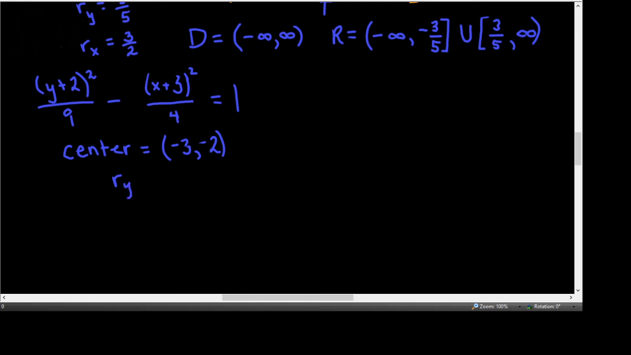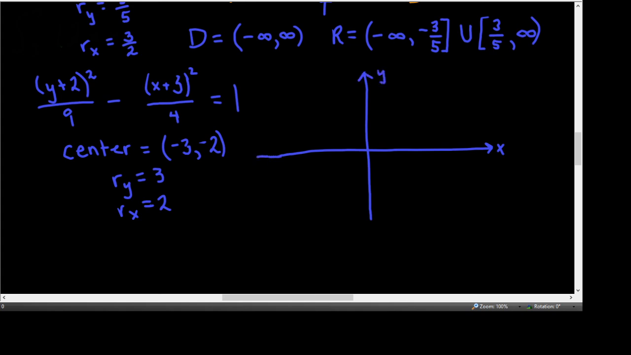The y radius is 3. The x radius is 2. And that's actually enough to do the graph. We could have found the asymptote equations. We could have found the foci. All kinds of things we could have done. But we're going to just follow the directions unless they ask us to do more. I think that's probably in our best interest at this stage, time-wise.